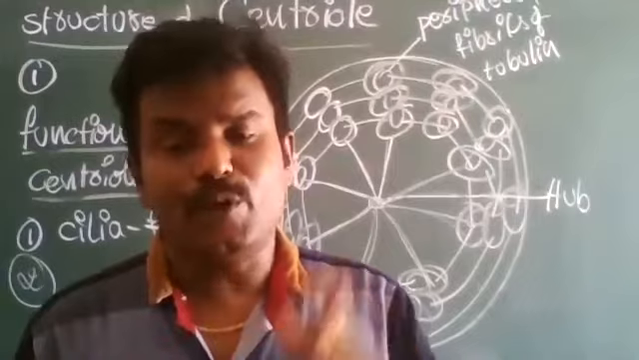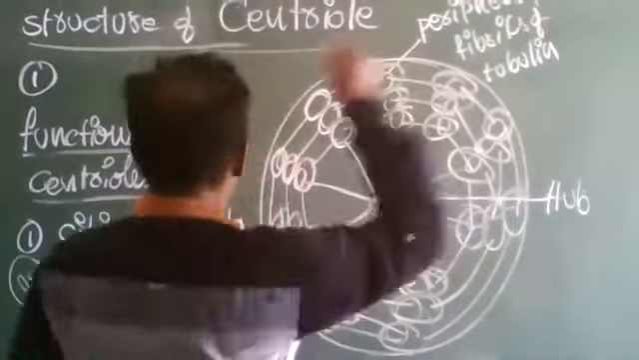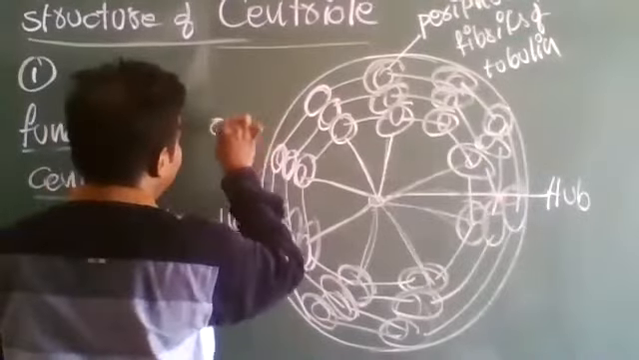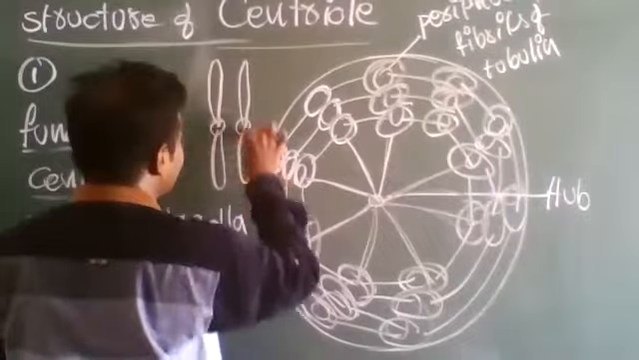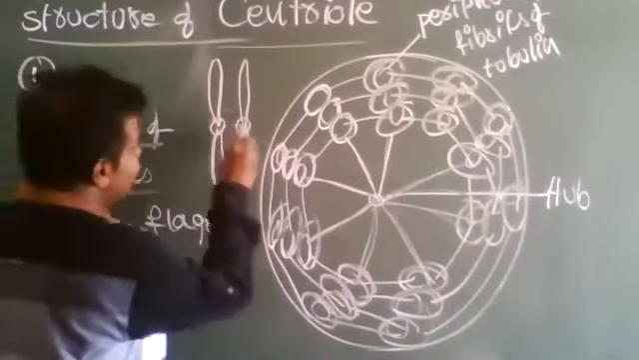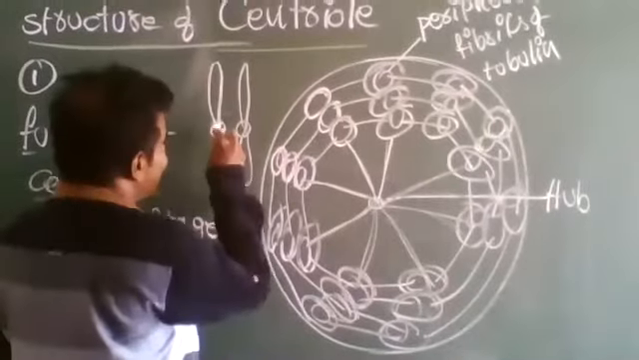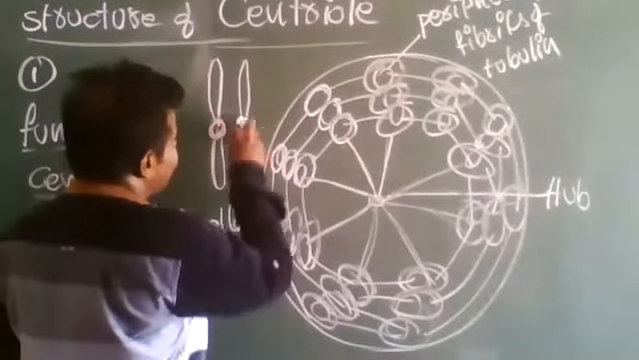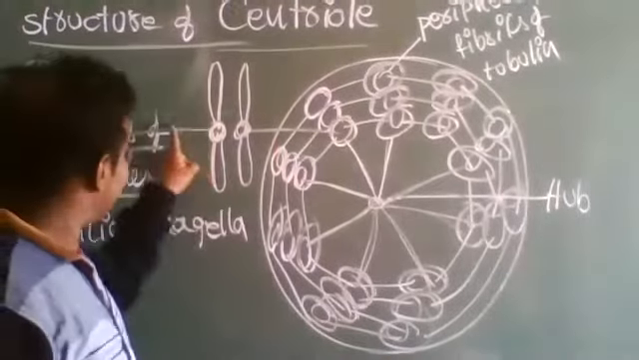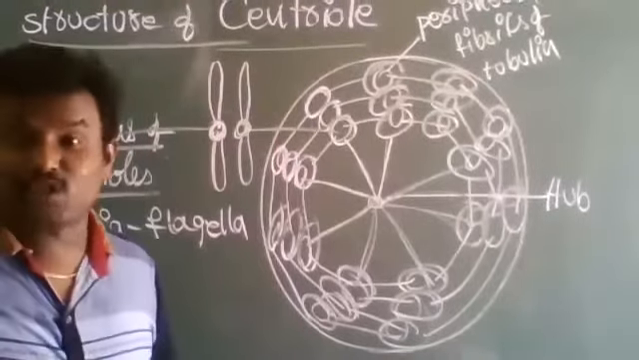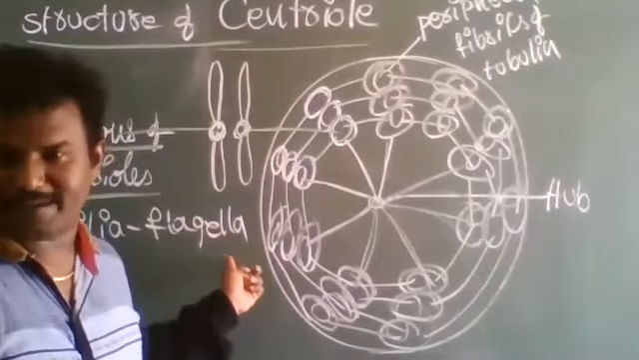Centrioles produce spindle fibers on either side of the chromosome. See here, this is the chromosome. These are the spindle fibers. During cell division, this centriole forms spindle fibers. These are called spindle fibers. I will explain spindle fibers in the next chapter, not the 10th chapter, cell division.